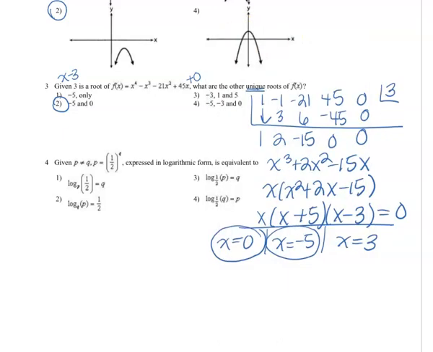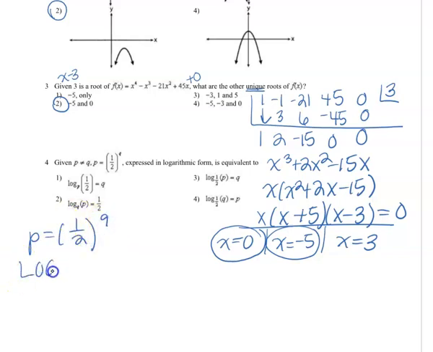Alright, moving on to question 4. Given p of x is not equal to q, so it just means that they're not the same, express this as a log function. Alright, so I'm just going to write this off to the side. P equals 1/2 to the q.